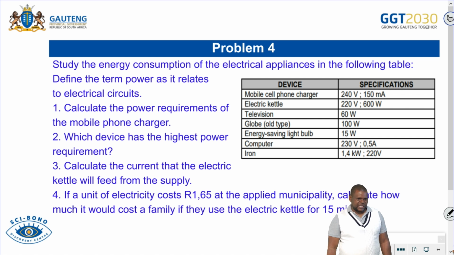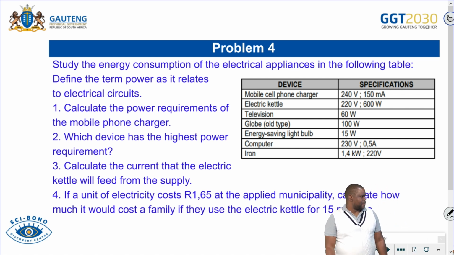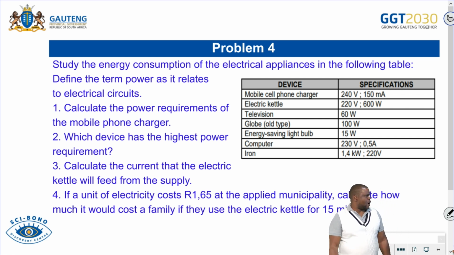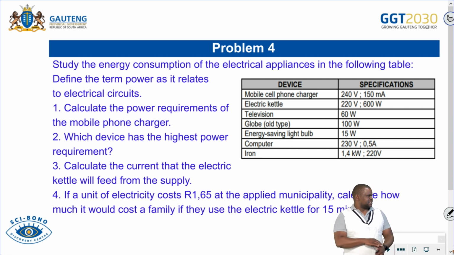Now, the question says, calculate the power requirements of the mobile cell phone charger. That is question number one. Question number two, which device has the highest power requirements? Which appliance needs more power? Number three, calculate the current that the electric kettle will draw from the supply.